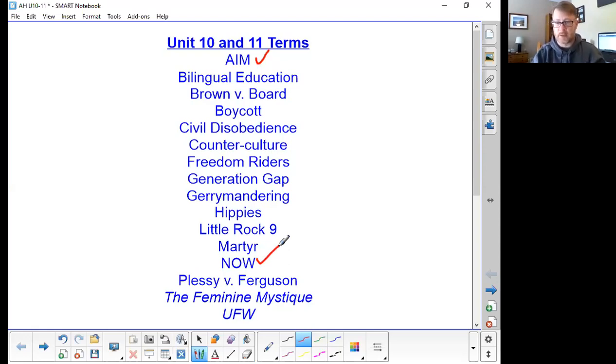You may get a version of the test with that, or you may have a choice. But you'd have to know, again, National Organization of Women. You'd have to know what those letters stand for. Of course, they represent women and their issues. And so what would be a goal of theirs?